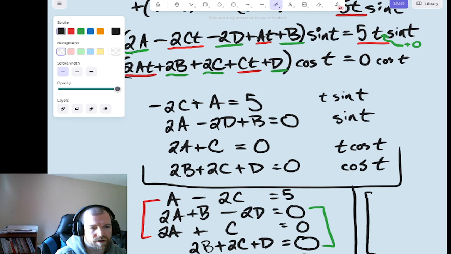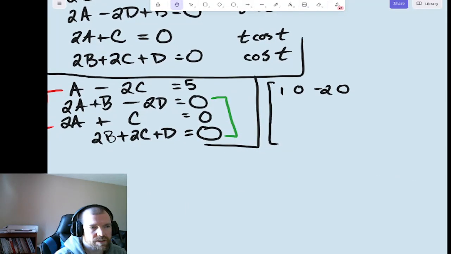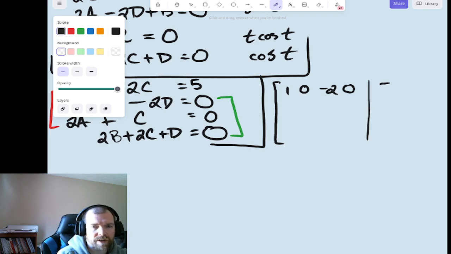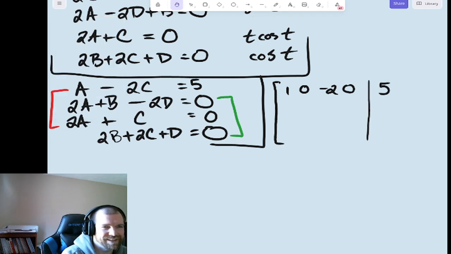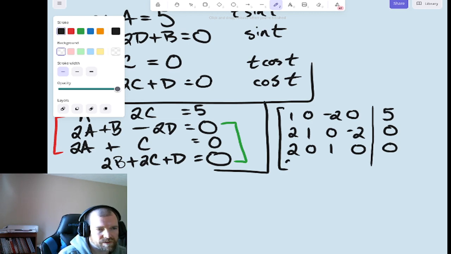Now, if you wanted to, this is also a way to get into some linear algebra, and you could say, okay, I'm going to take this as coefficients 1, 0, -2, 0, and move over, and 5. Then 2, 1, 0, -2, 0. 2, 0, 1, 0, 0, and 0, 2, 2, 1, 0.